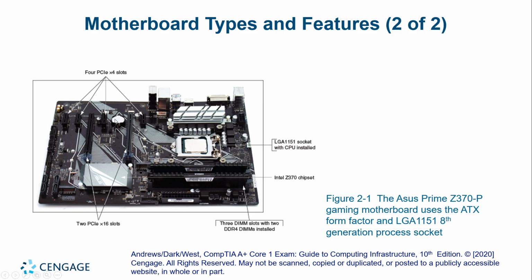This round circle here is the battery. This is the battery that keeps your BIOS alive. It keeps your BIOS clock alive when your PC is turned off. These different slots here, these are PCIe slots. This is a PCIe x16. These are PCIe x4. So you've got basically 1, 2, 3, 4, 5 slots for expansion of this motherboard.